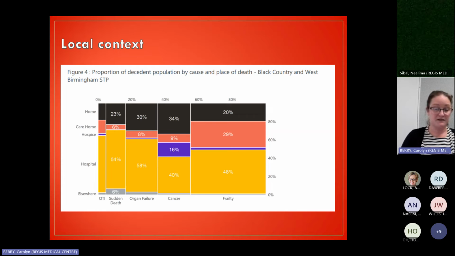That's just something to bear in mind, that we need to focus a bit on improving identification for organ failures and frailty and dementia.